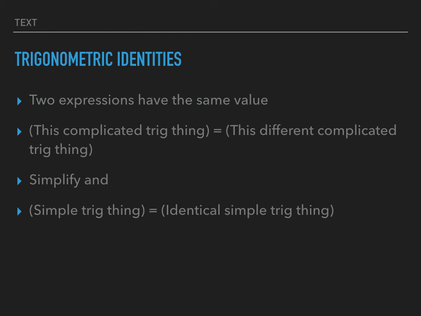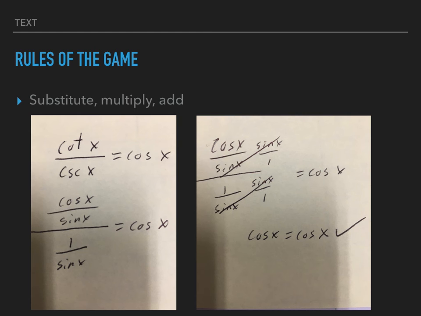You'll have a simple trig thing that is equal to an identical simple trig thing. Now, that's what a trigonometric identity is. They're going to give these to you, and they're going to call this the rules of the game. And these really are games, and these are really hard to teach because every single problem is a little different. So you kind of have to just play it. You have to kind of monkey around with it. They recommend substituting, multiplying, and adding, and I'll show you how to do that in a couple of examples here.